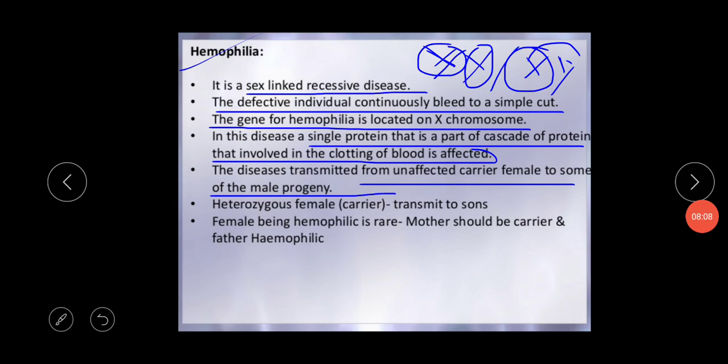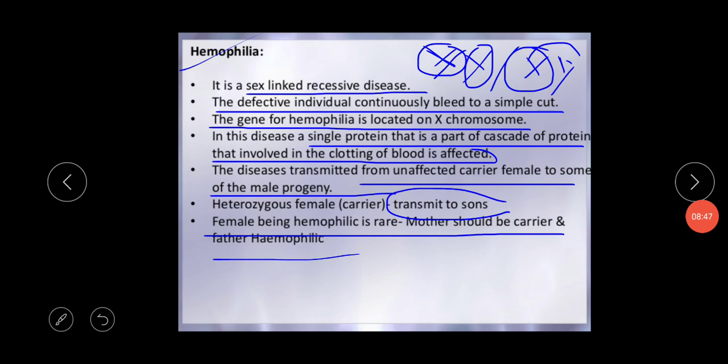This is the basic characteristic of sex-linked recessive disease: these kinds of disease are always transmitted from the carrier female to the male progeny, not the female progeny. The heterozygous female transmits to the sons. A hemophilic female is rare; the mother should be a carrier and the father hemophilic. Then the female can be hemophilic. The female suffers from this disease only in the homozygous condition.